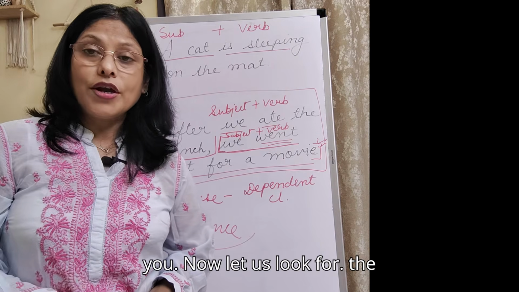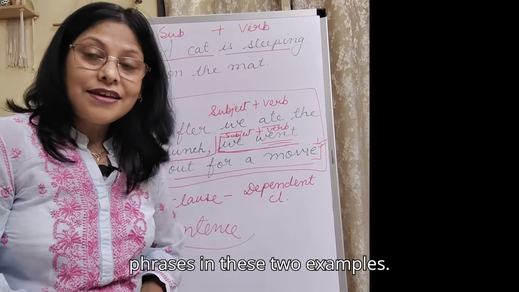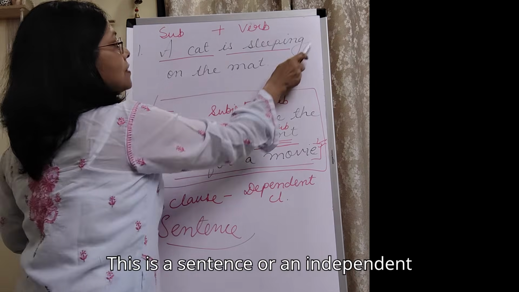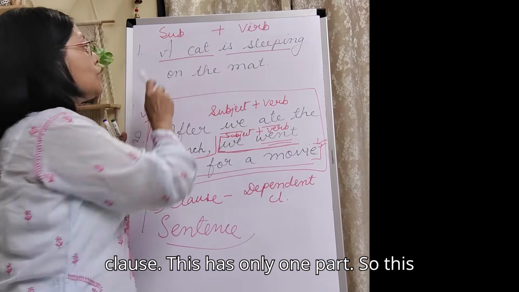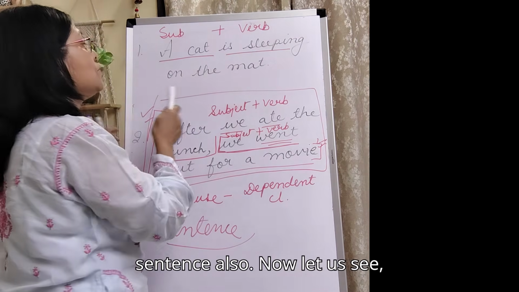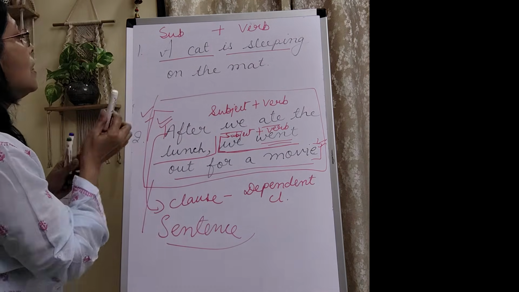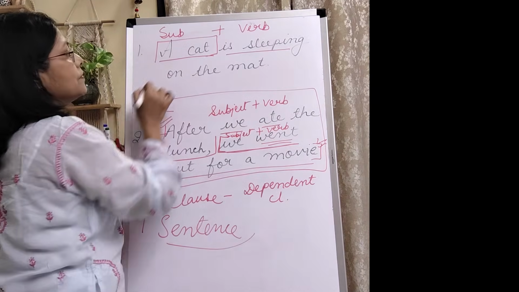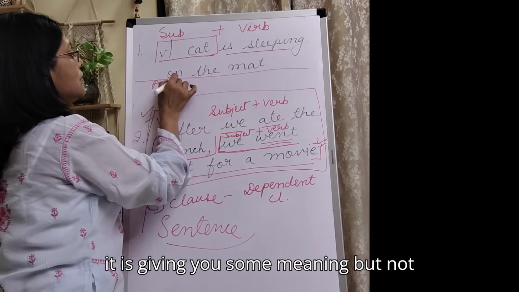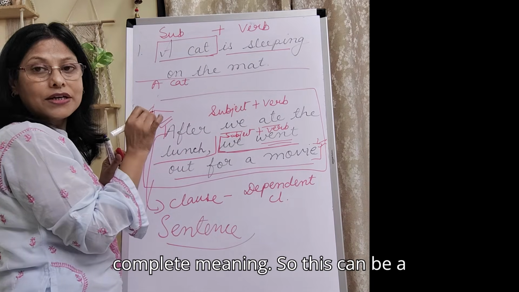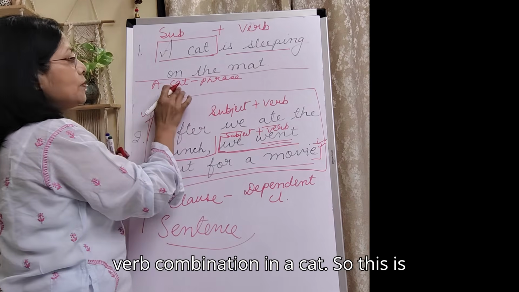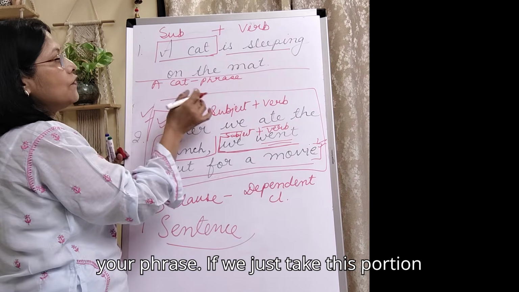Now let us look for the phrases in these two examples. This is a sentence or an independent clause. This has only one part. So this is an independent clause as well as a sentence. Now let us see. If we just write "a cat", okay, a cat. It is giving you some meaning but not complete meaning. So this can be your phrase. There is no subject and verb combination in "a cat". So this is your phrase.